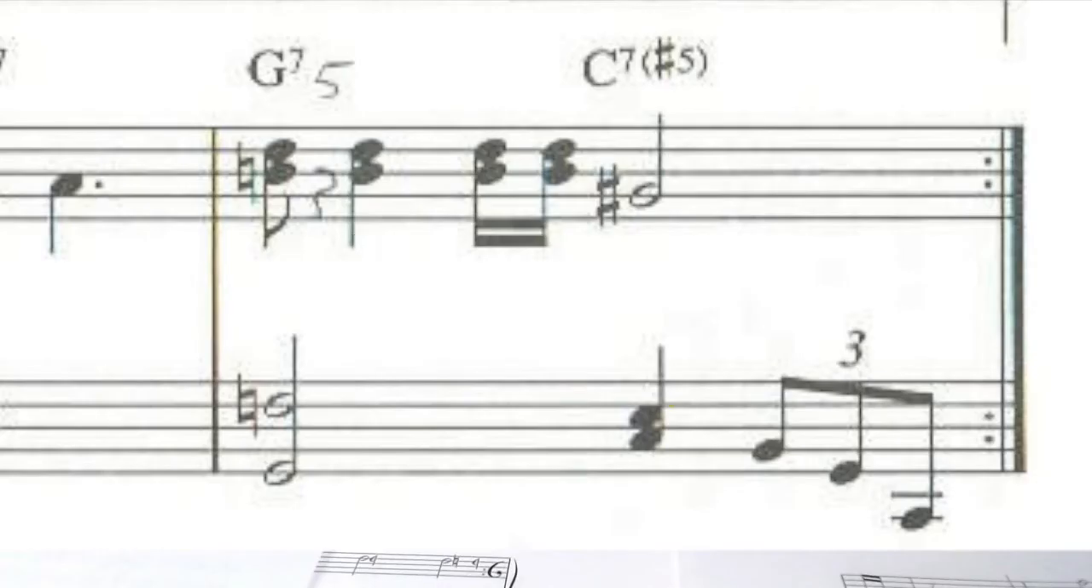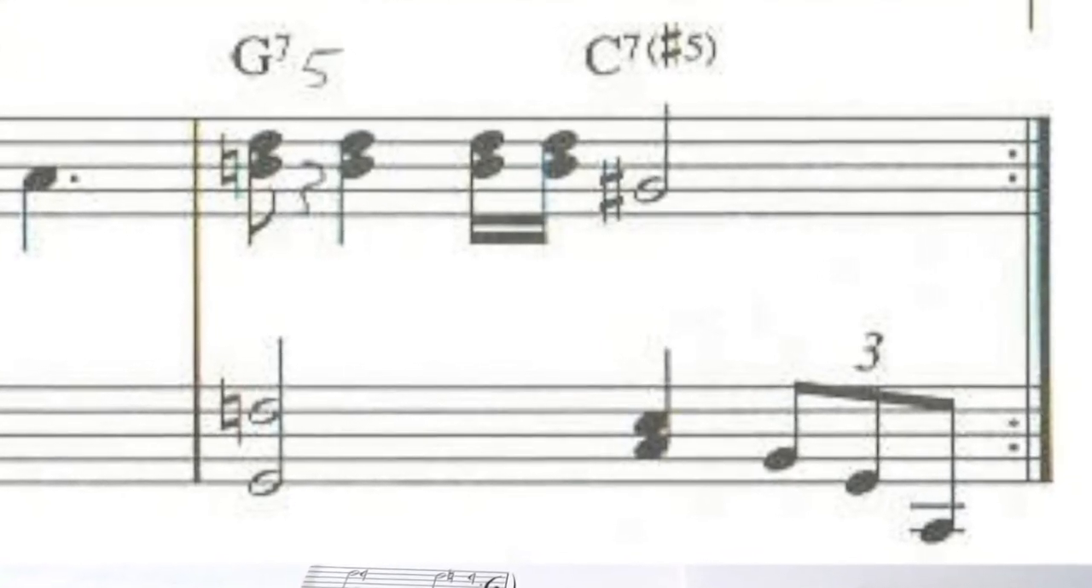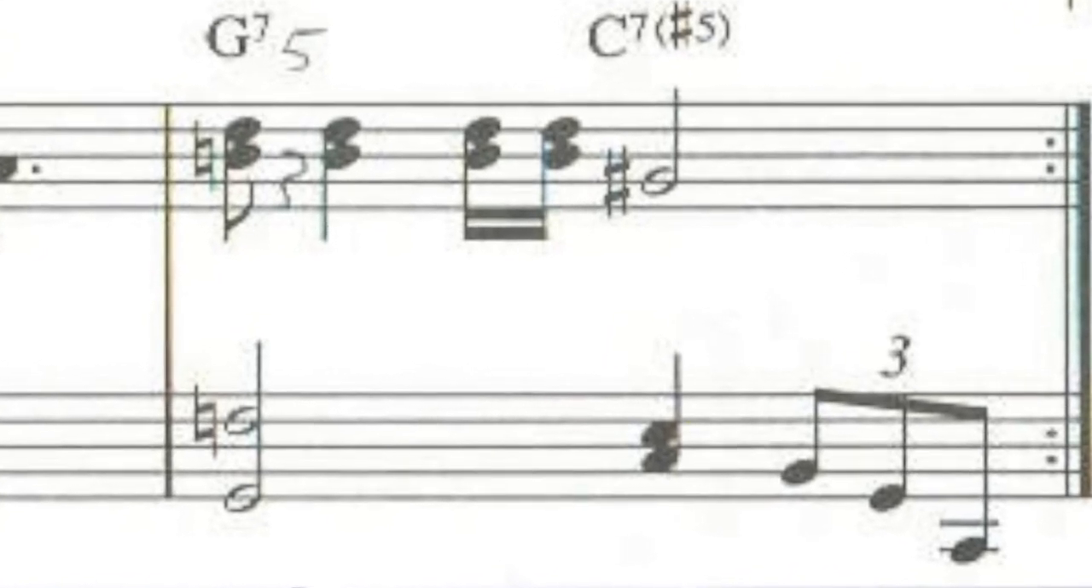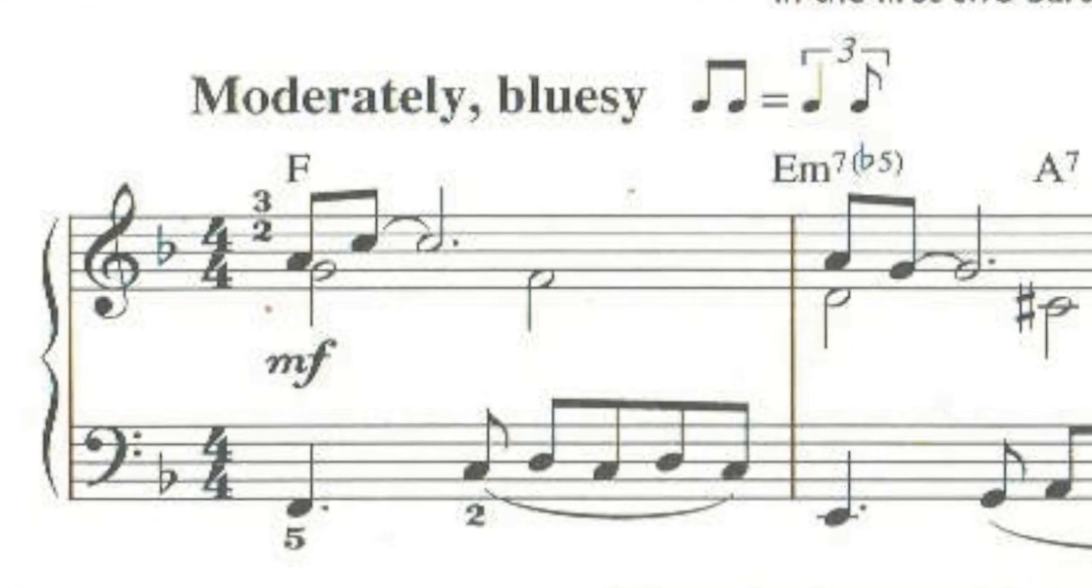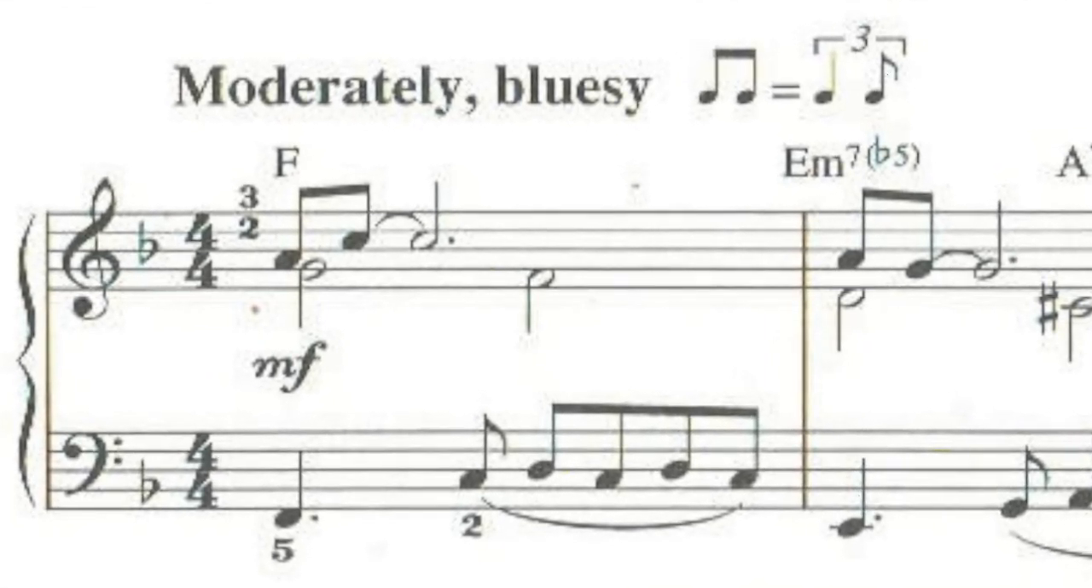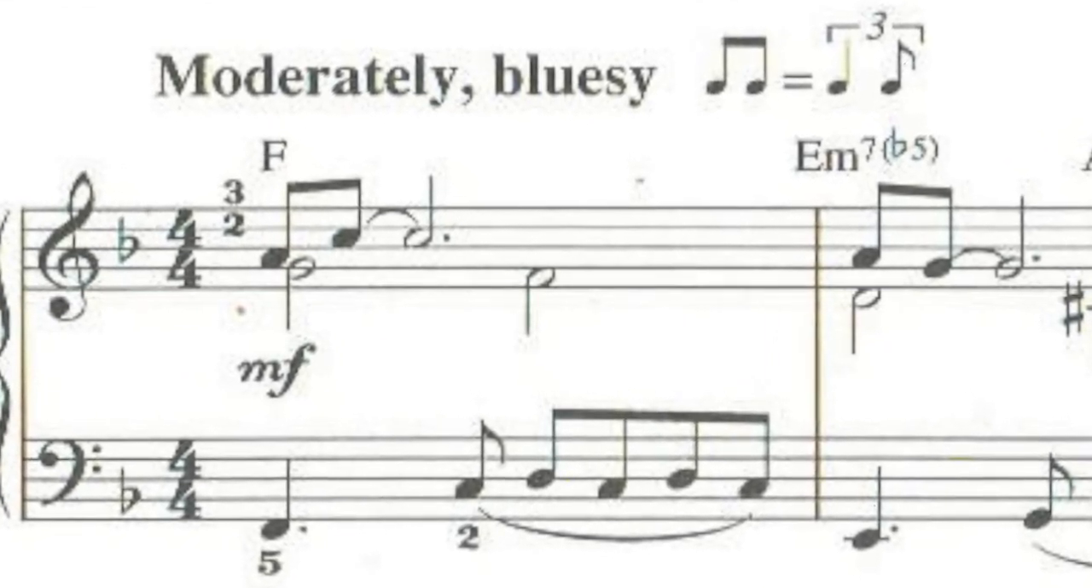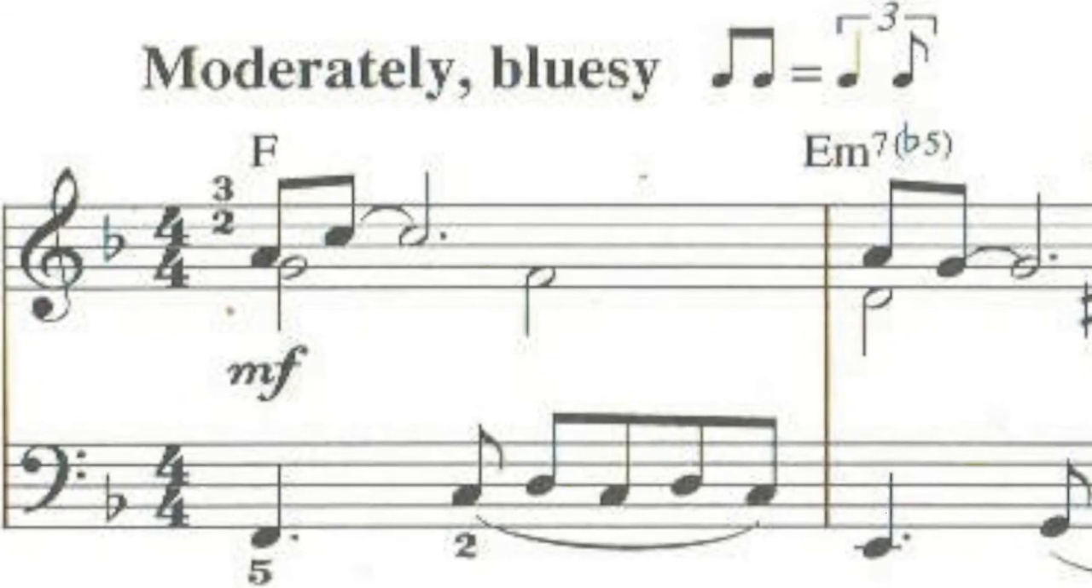So the G7 going to the C7. So it's like a launch pad for going back to the key chord. This is in F major, so it's going back to bar 1 where we have F major.